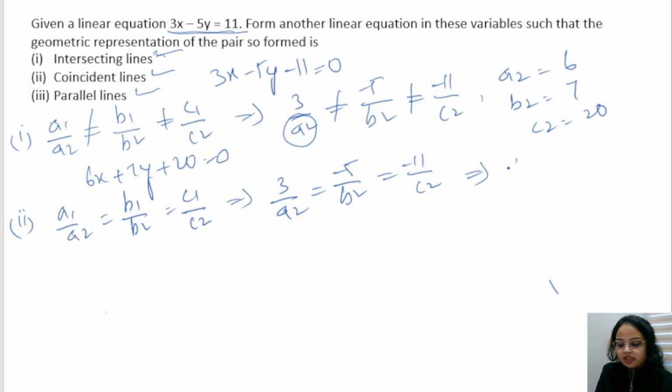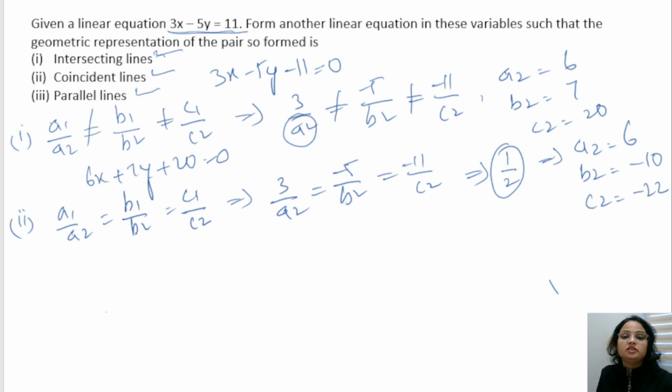So here I'll take a2, b2, c2 in such a way that the ratio will be 1 by 2. I can take anything. So here I'll take a2 is equal to 6 and b2 is equal to minus 10 and c2 is equal to minus 22, so that the ratio I'll get is 1 by 2. So here what is the equation? It is 6x minus 10y minus 22 is equal to 0.